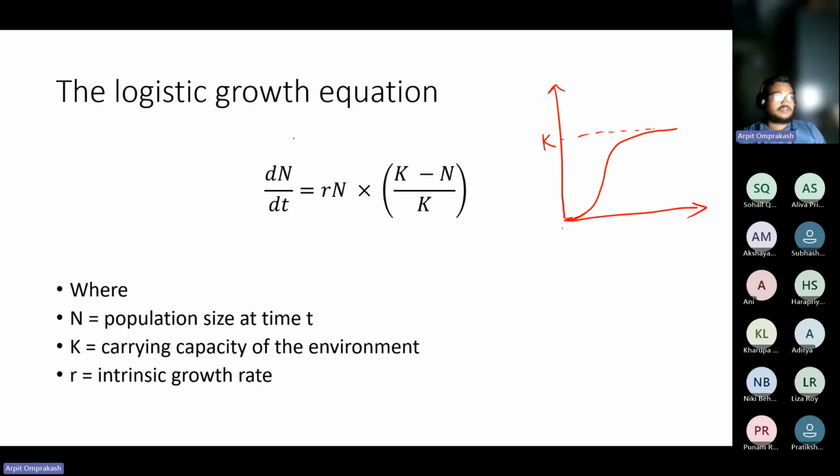So we have this equation of logistic growth, which models population growth much better than the previous equation. Here N is the population size at time t, K is the carrying capacity, and r is the resource requirement.